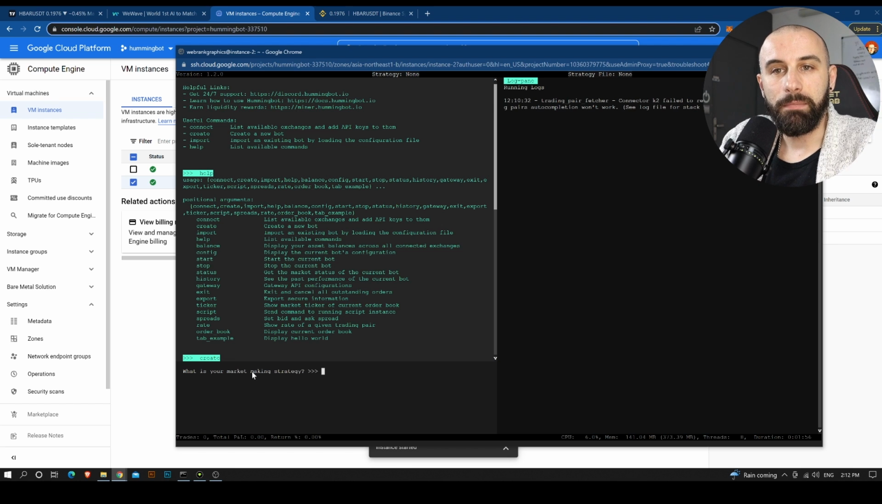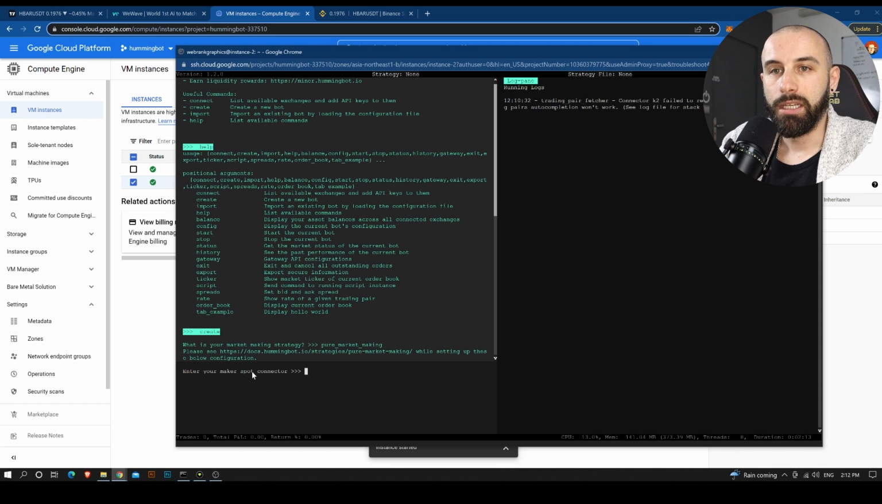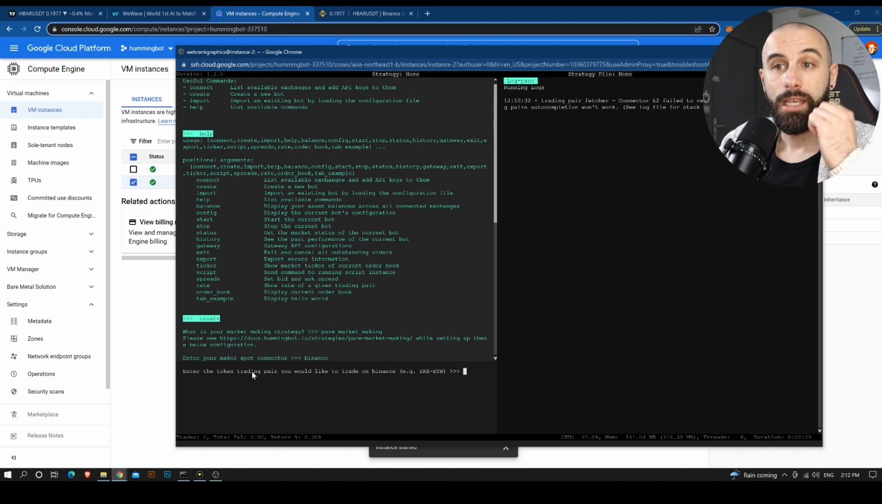So the first step is, what is your market making strategy? The pure market making strategy is the most basic one. So I'm going to type pure, and I'm going to tab and enter. And now I'm going to connect it to an exchange. So which exchange do I want to connect it to? I want to connect it to Binance because I have added my API keys. And now I need to choose my trading pair.